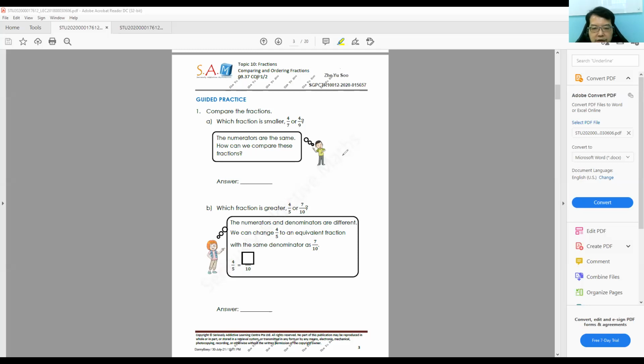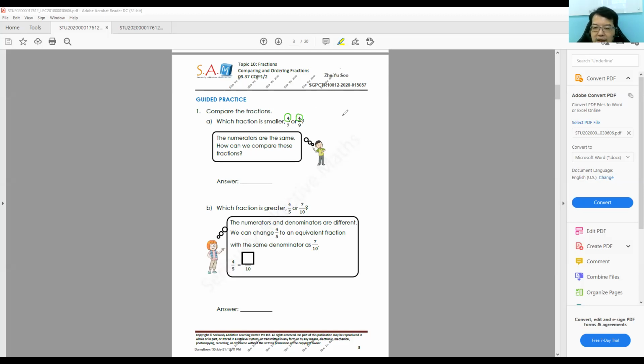I will take you through the first maybe one or two questions, and subsequently you will do the remaining guided questions. So let's take a look at this question. Compare the fractions. Which fraction is smaller, 4/7 or 4/9? Now, what do you notice about the numerator? It's 4, or they are 4, and therefore they are the same.